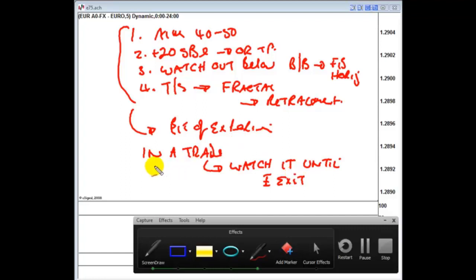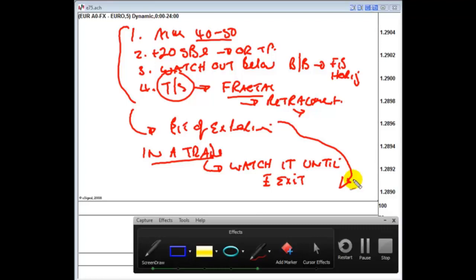Whenever I'm in a trade, I watch it closely and I try to maximize the profit by either aiming for my 40 or 50 pips, taking profit at plus 20, or moving stops to break even. Then otherwise I'll watch out below, keep an eye on the Bollinger Bands, the Fibonacci levels, the horizontal lines. I might employ a trailing stop loss using fractals. That's the little retracements, and I just use a bit of experience to make sure I try and exit the trade at the optimal level to maximize my profits.